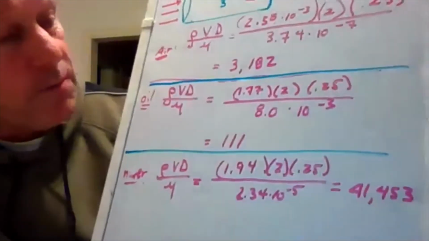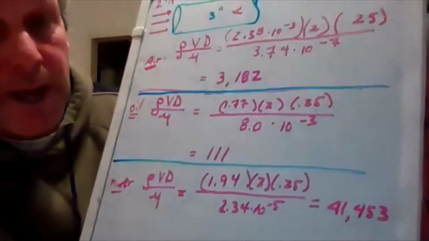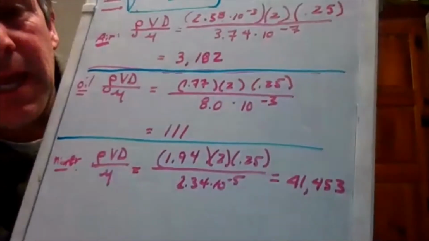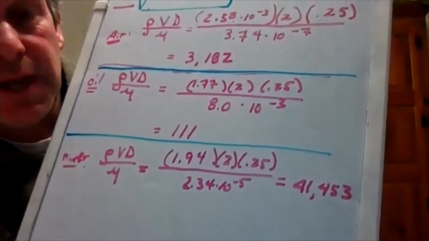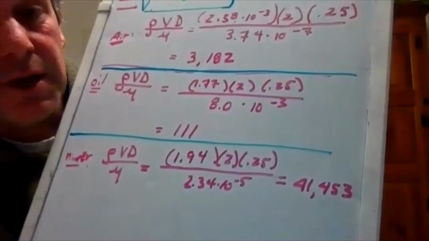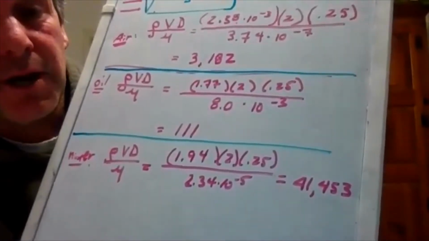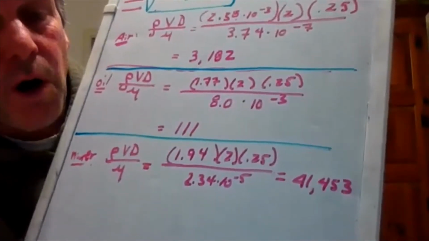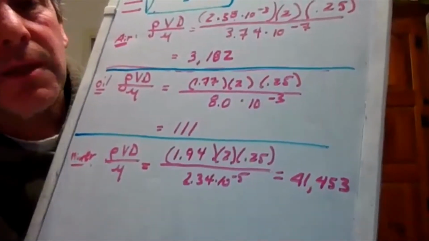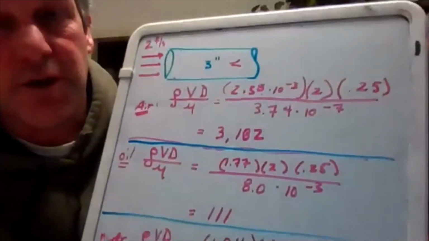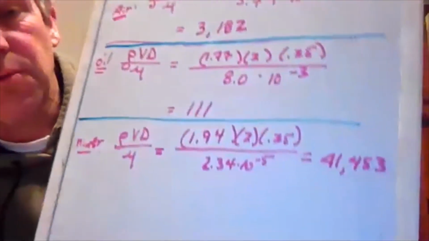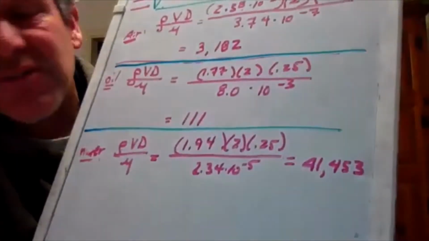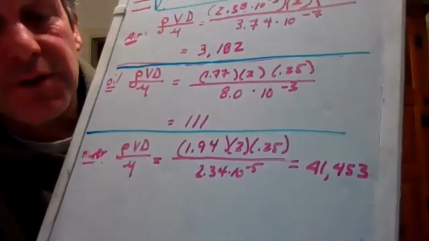So what was going on then compared to air? My intuition was that water's going to be less likely to be turbulent than air, but it turns out it's more likely to be turbulent than air. And the reason is the density. Even though water is more viscous than air, in this scenario, with 2 feet per second entering and going through a 3-inch pipe, there's so much mass trying to be squeezed in there that it's definitely going to be turbulent.